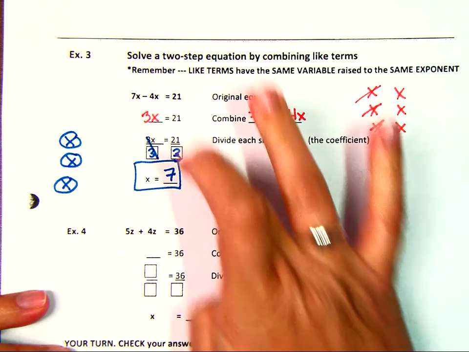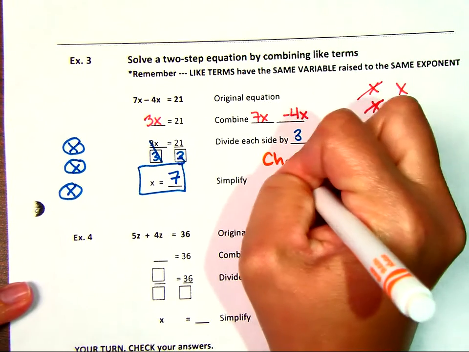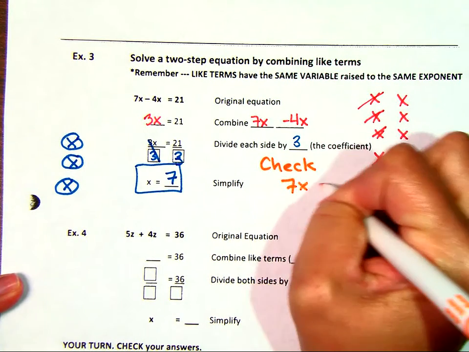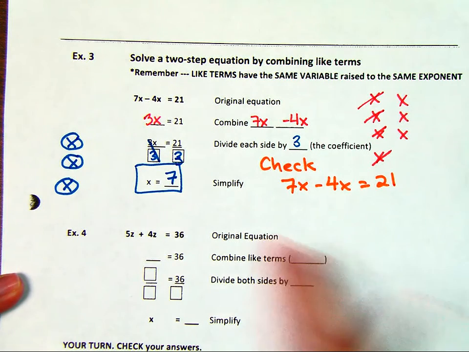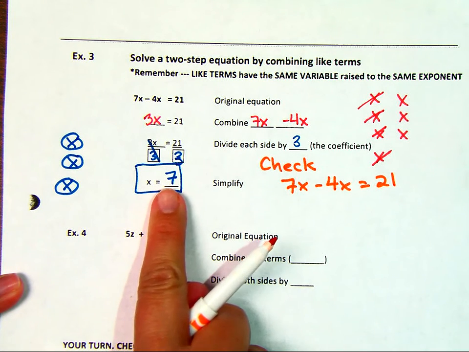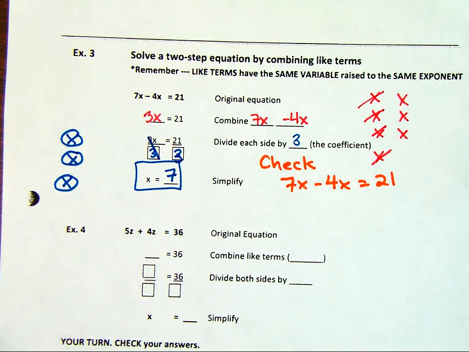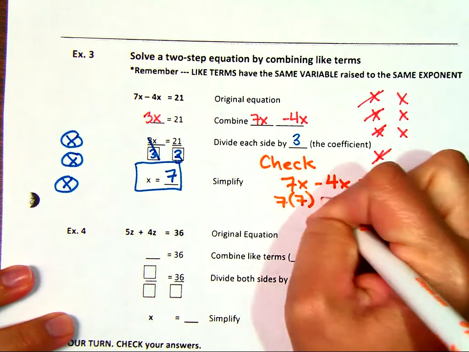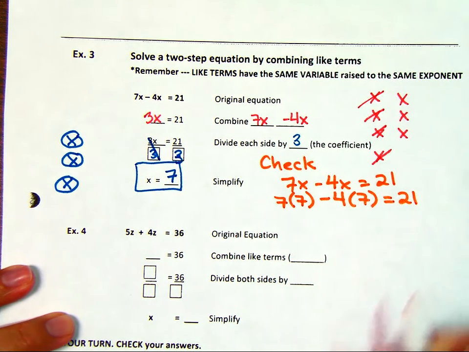But we can prove that. And I always want to make sure that y'all know that you can double check your work. So I'm going to check it out over here. Start with your original equation. 7x minus 4x equals 21. So we're going to take that 7 wherever we see the x in the original equation, and we're going to substitute. So 7 times 7 minus 4 times 7.